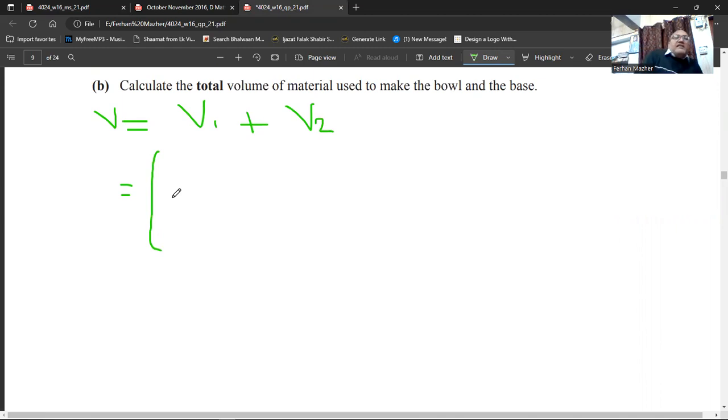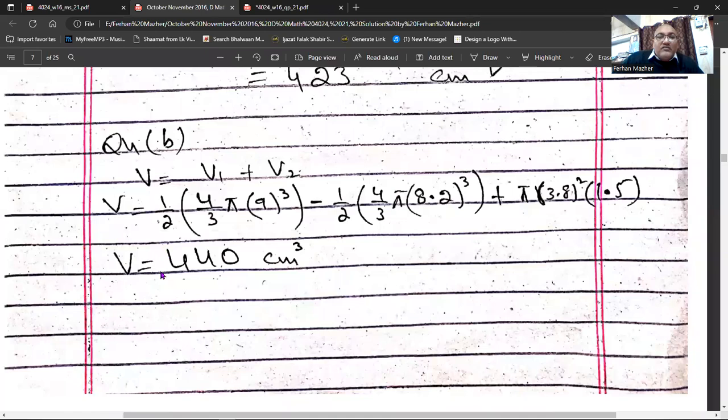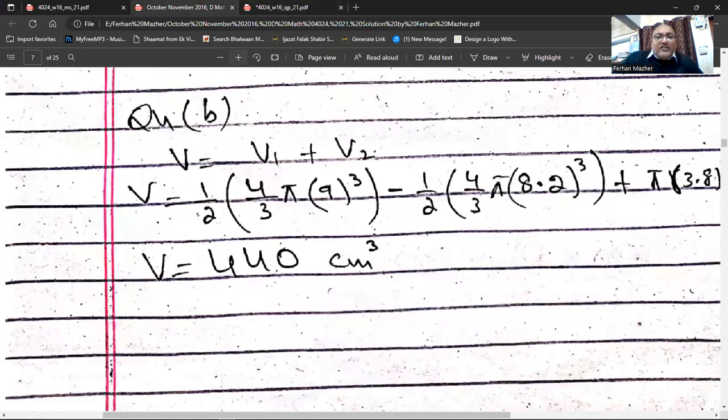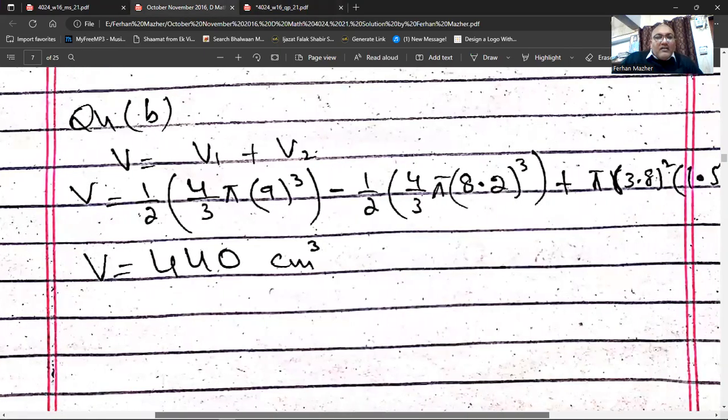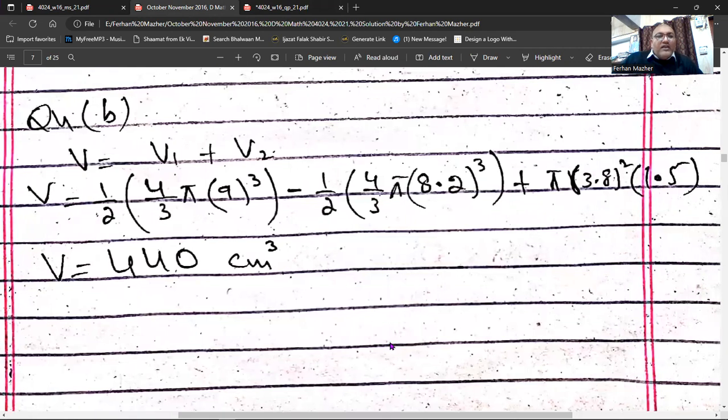Okay. And the volume of the bottom, that is in the shape of a cylinder, that is pi r square h. So very simple, straightforward question. So it will be, let me show you. Here we go. Okay, so the volume will be equal to 1 by 2, 4 by 3 pi 9 cube. That's the external hemisphere. Minus 1 by 2, 4 by 3 pi 8.2 cube. That's the internal hemisphere. So when you subtract them, you will get the volume of the material plus the cylinder, which is at the bottom.